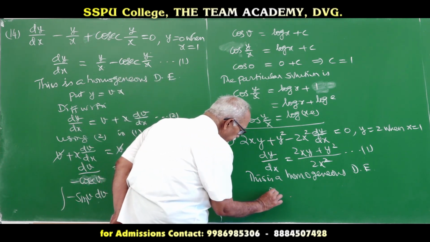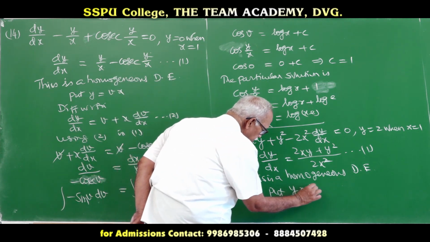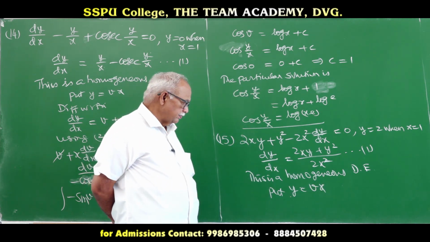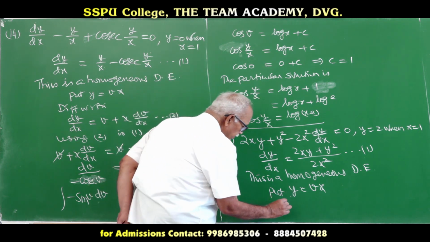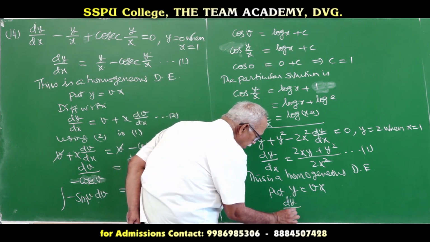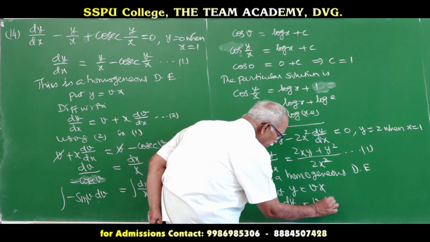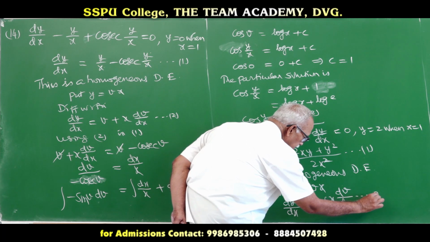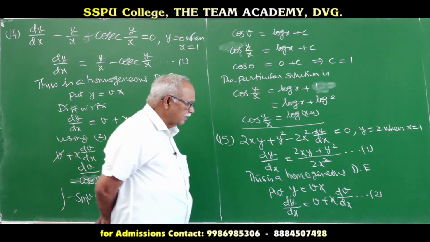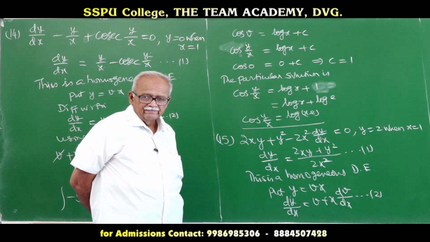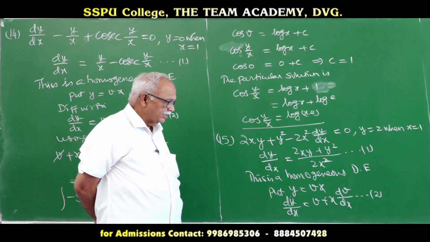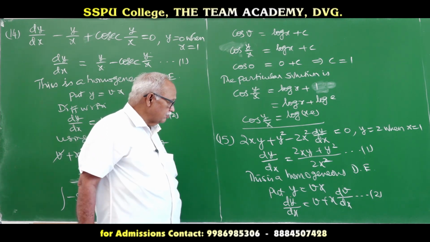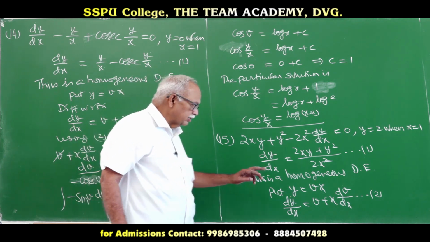Now, put y is equal to Vx. Differentiating this, we get dy by dx is equal to v plus x into dv by dx, equation 2. Now, the next step is we have to eliminate the y term and keep only v and x terms, so that variable separable can be done. So, we will go to the next step here using 2 in 1.